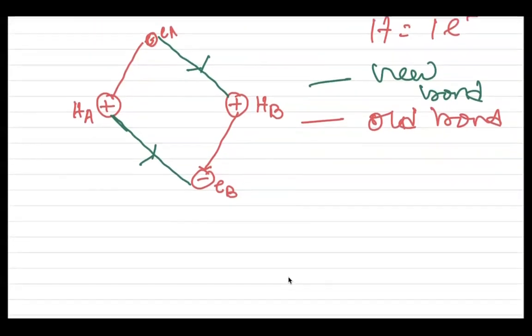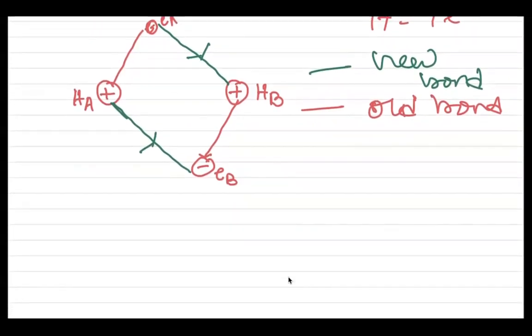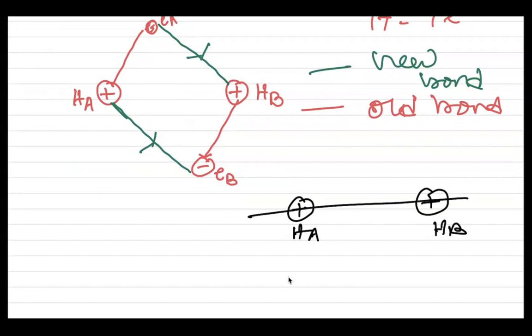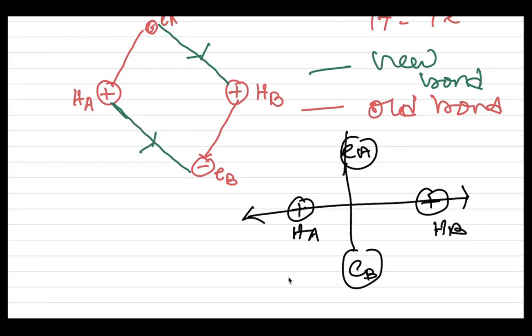Now we also have to see what repulsive forces act. This is HA. This is HB. Obviously, these two repel each other. And here is EA, here is EB. These two also repel each other. Understood?